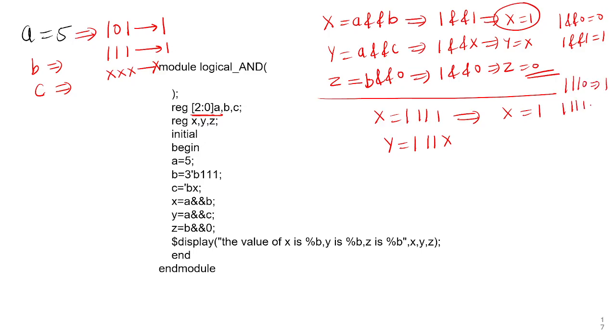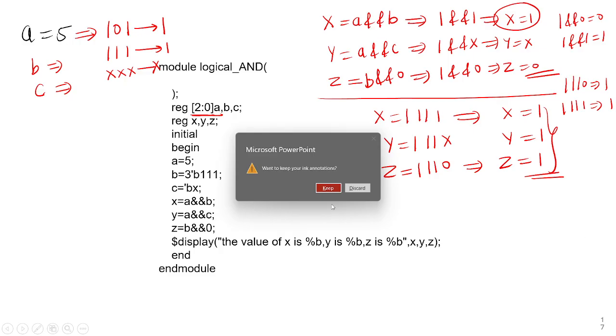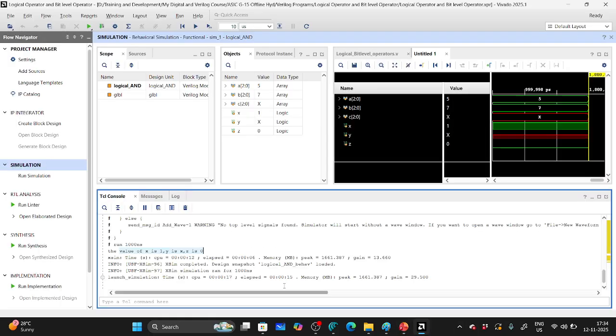1 logical OR of 1 means what you are getting, 1 only. So y equal to what, 1, okay. Z equal to what, 1 logical OR of 0. So this is equal to what, z equal to 1 only you are getting, okay. All values you are getting 1 only, okay. That I am seeing in the Xilinx Vivado.